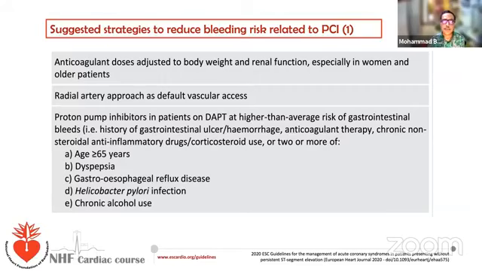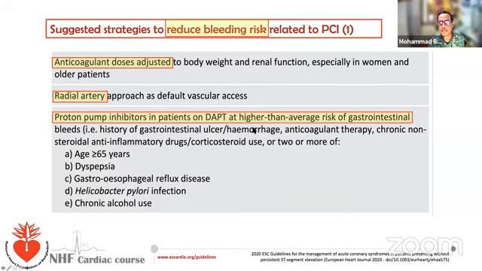So how can we reduce bleeding risk during PCI? We should adjust anticoagulant dose to body weight and renal function, especially in women and older patients. And radial approach should be the default vascular access. And proton pump inhibitor should be given in a patient at higher than average risk of GI bleeding, like age 65 and above, dyspepsia, patient with GI reflux disease, patient with Helicobacter infection, and patient with chronic alcohol use.